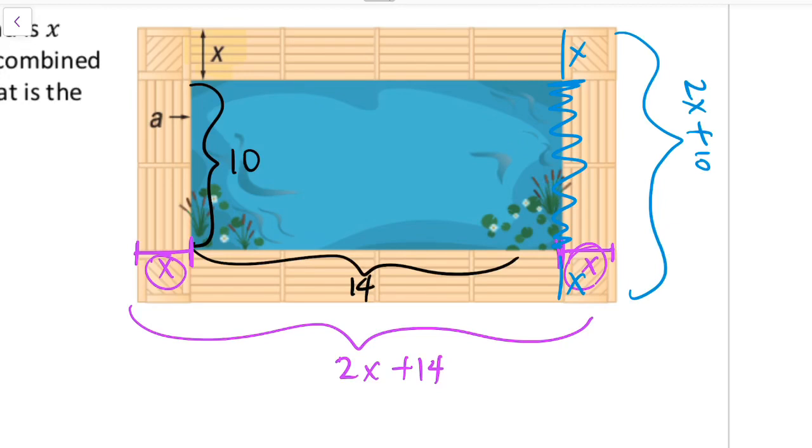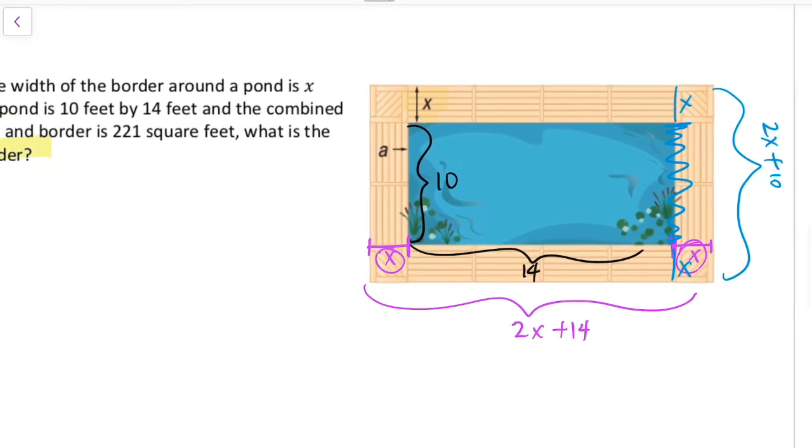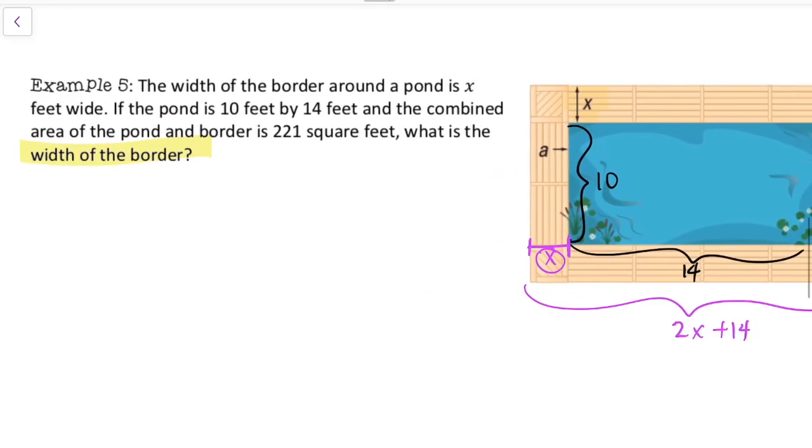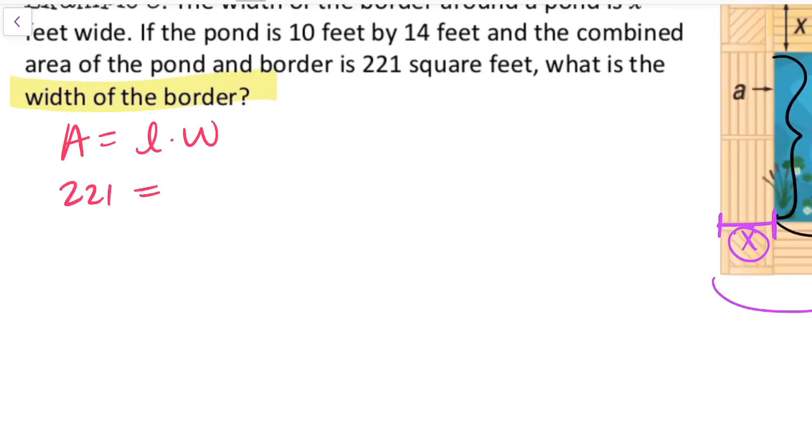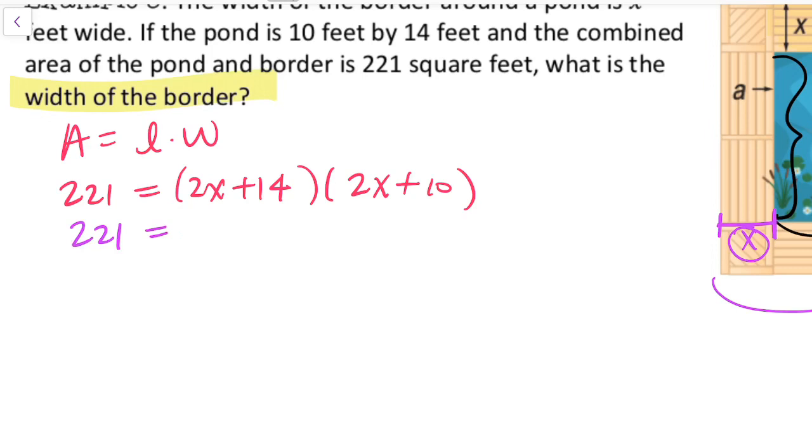Now that we know that the total length is 2x plus 14 and the total width is 2x plus 10, if we know the total area is 221, I'm going to use the fact that area equals length times width. So 221 equals 2x plus 14 times 2x plus 10. Now, remember when we solved these problems, we had to FOIL, then move the 221, then factor again. So as we FOIL this out, the 221 on the left stays.